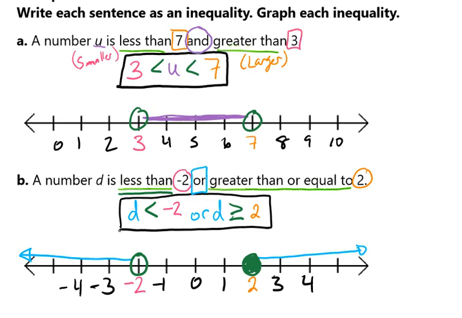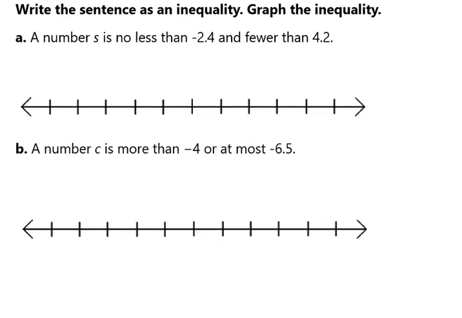Let's do some more. So here we have two more examples. So our first one says that a number s is no less than -2.4 and fewer than 4.2. So we find our keyword and. So this tells us that we're only going to use one s, because we have the s, and then we're going to need two arrows to the left.